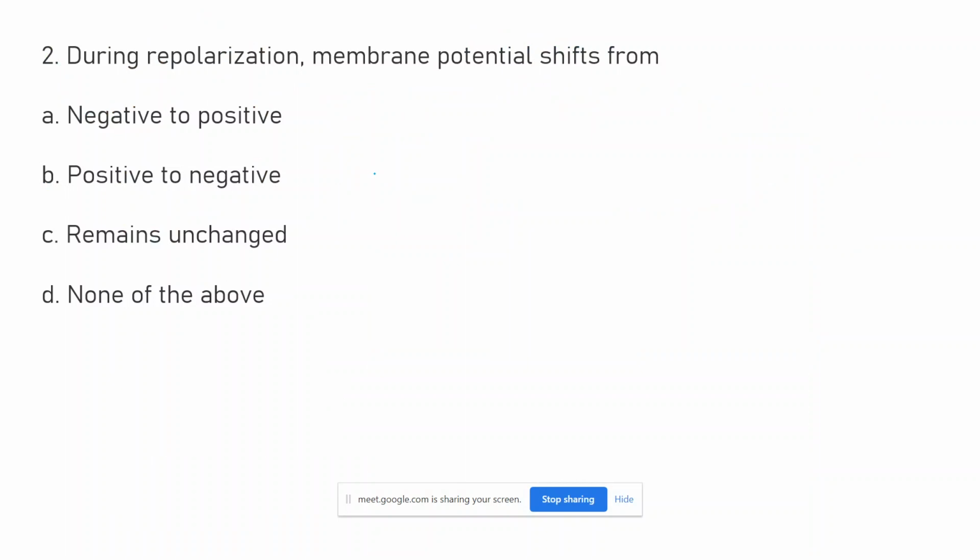So that brings us to our second question, which is: during repolarization, does the membrane potential shift from negative to positive, or positive to negative, or does it remain unchanged, or none of the above? I hope, since I have already explained in the previous question, now you can answer this question. If you can, please write your answer in the chat box.